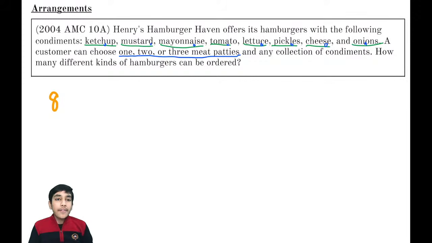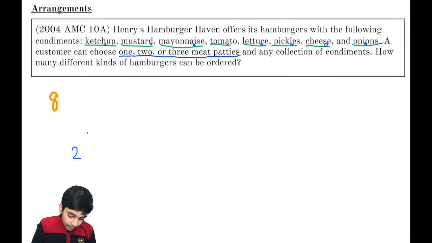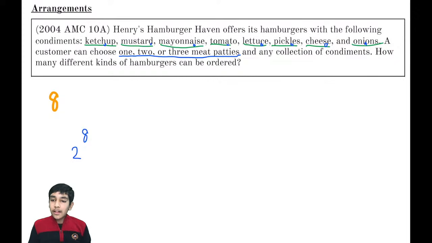So you can either choose to have ketchup or not have ketchup. So 2 choices for ketchup. We can either choose to have mustard or not have mustard, have mayonnaise or not have mayonnaise. So overall, there's just going to be 2 to the power of 8 choices of whether we want to have each of the condiments, because there's 2 choices for each of the condiments. Yes, have it, or no.